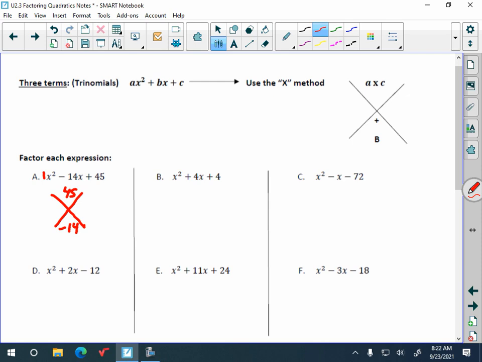So we need 2 numbers that multiply to the top number, 45, but add to the bottom number, negative 14. So this is where multiplication comes in from elementary school. All right, so what 2 numbers multiply to 45 but add to negative 14? Good, and they would both have to be negative, right, to get a negative 14. All right, so now all we have to do is write our 2 binomials. And we're going to write x minus 9 and x minus 5. Let's factor it all the way.